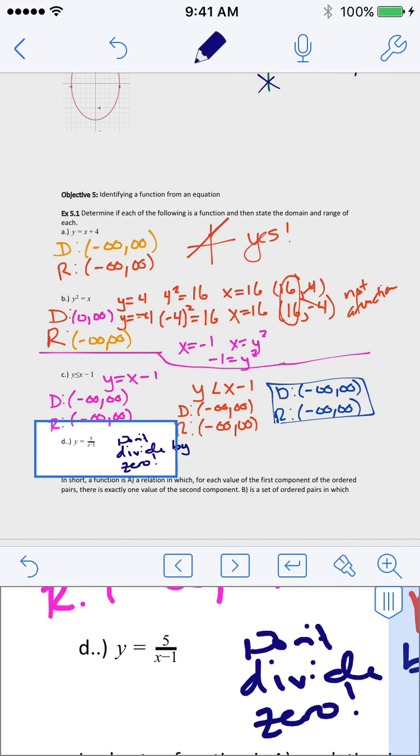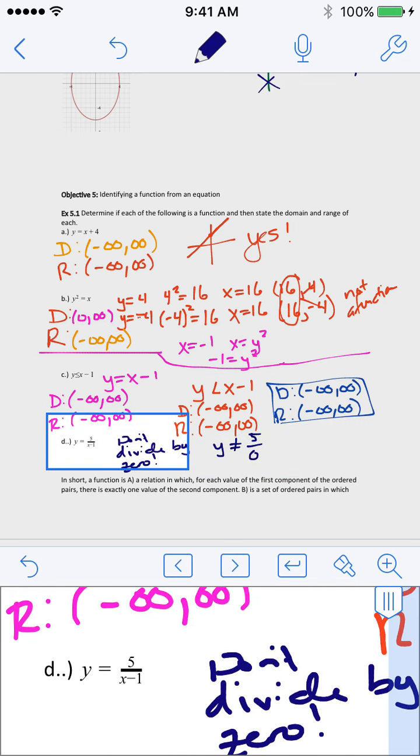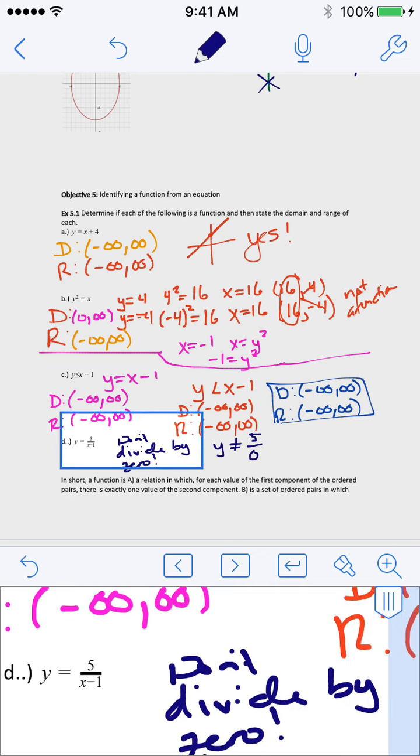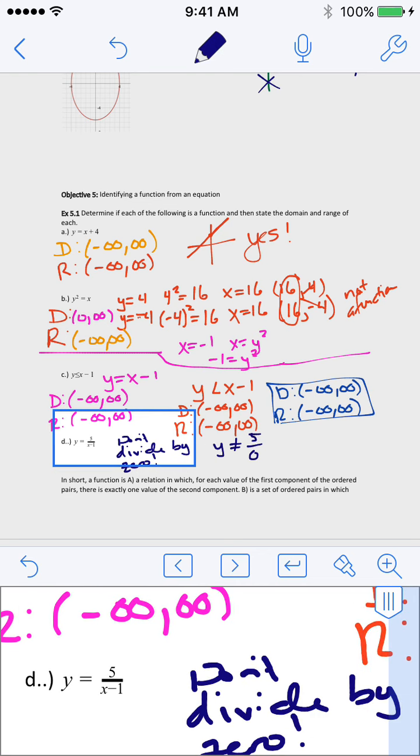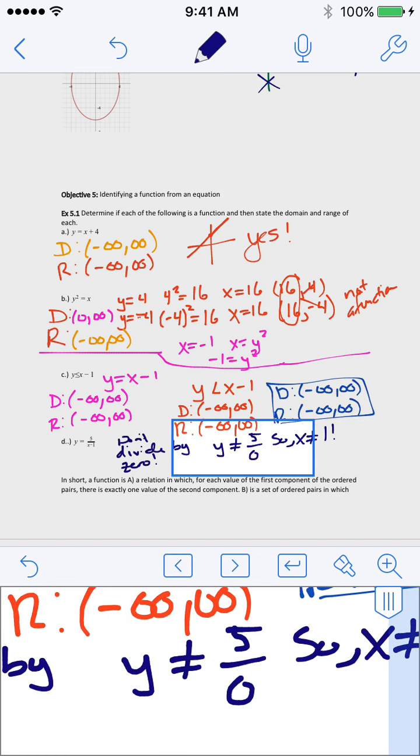But here, I can't have this happen. So I can't have y equal to 5 over 0. That can't do that, right? So what x value is going to make that happen? What's the only thing I actually can't have? That's right, I can't have x equal to 1. I can't have 1 minus 1 equals 0. So x cannot equal 1. If it equals 1, I run into a problem. I run into not a real number. I can't run into this guy, right? And that's an issue.